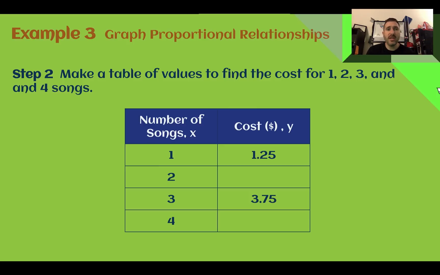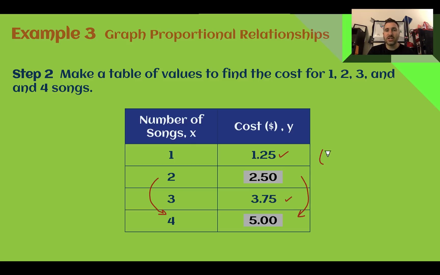Next, step 2, let's make a table to find the values for 1, 2, 3, and 4 songs. So originally they told us 3 songs was $3.75. We just found in the unit rate 1 song costs $1.25. So if I know that 1 song was $1.25, 2 songs must be twice as much, which was $2.50. And then if I know 2 songs is $2.50, I can double that to find 4 songs. So double the price must be $5. So I was able to quickly find the number of songs X to figure out the cost Y.